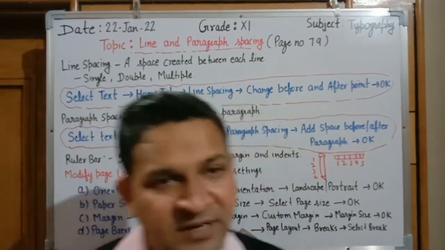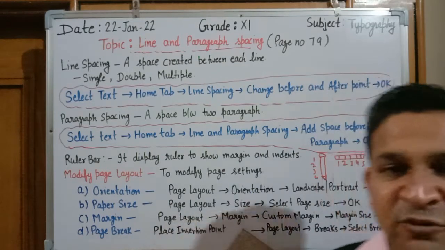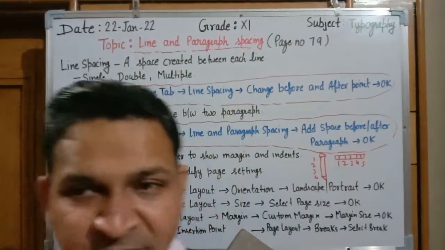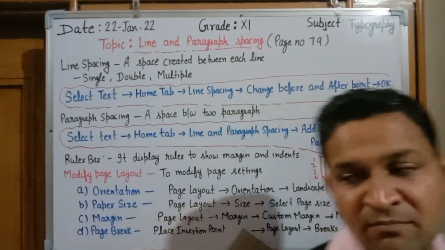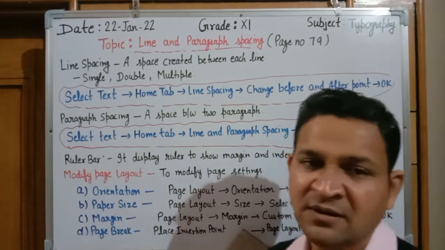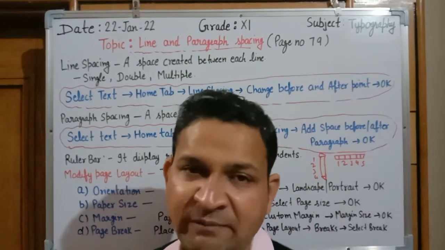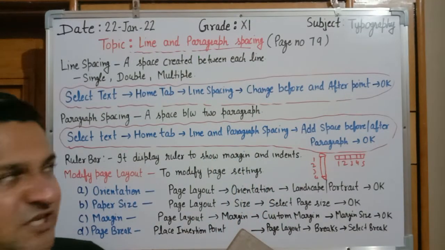So dear students, in today's session we have completed different types of spacing like line space and paragraph space. Afterward we discussed different types of adjustment for page layout, and in page layout we discussed the orientation, size, margin and page break. So in today's session we have covered up to this topic. In the next video we will meet with the next topic, that is shapes and designing of shapes.